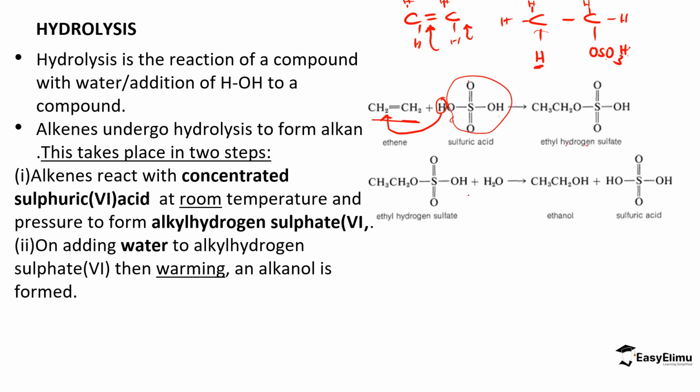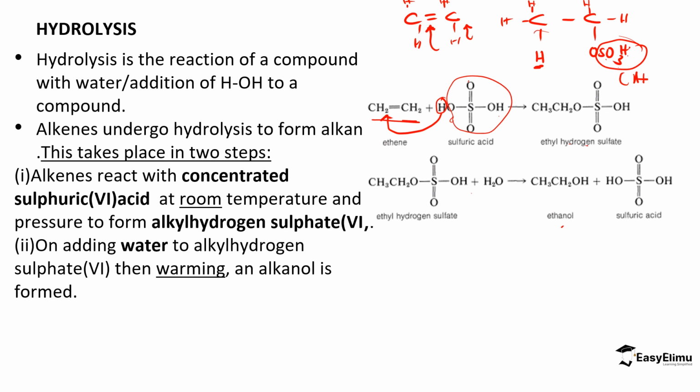And then this ethyl hydrogen sulfate is going to react with water. When it reacts with water, the sulfate ions are replaced with hydrogen ions to form ethanol, and then the hydrogen sulfate reacts with the rest of the OH ions to form sulfuric acid. So that's how hydrolysis occurs. And remember, this happens in the presence of the acid and water, and it needs to be warmed.